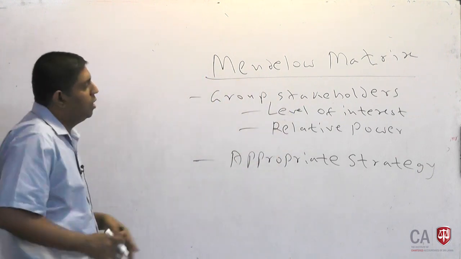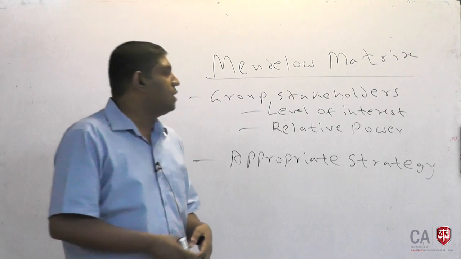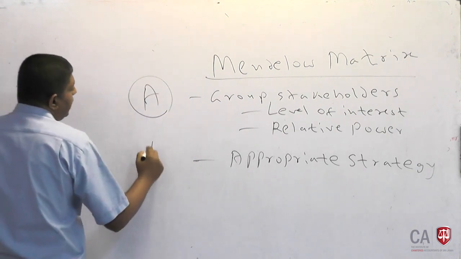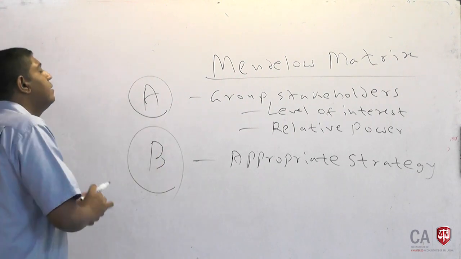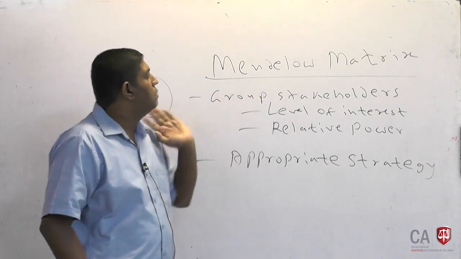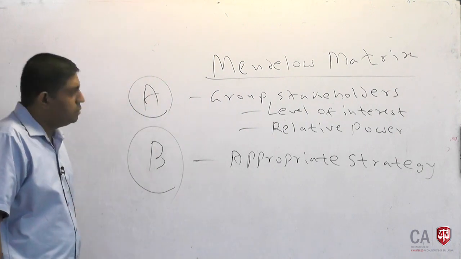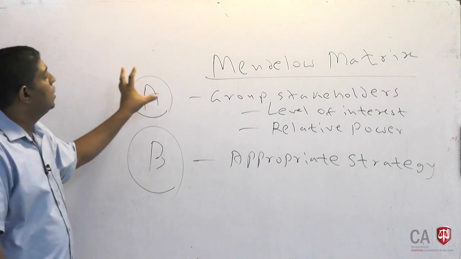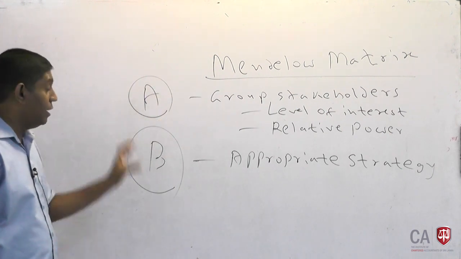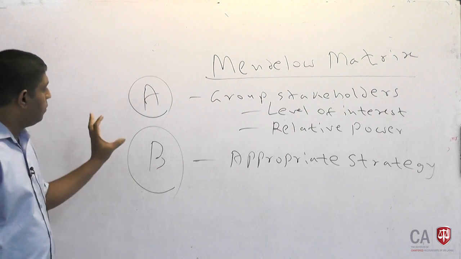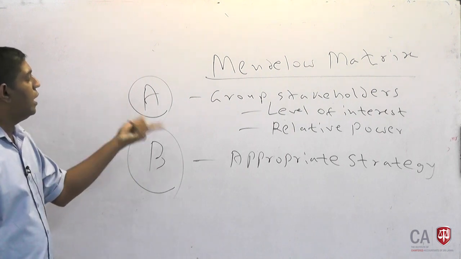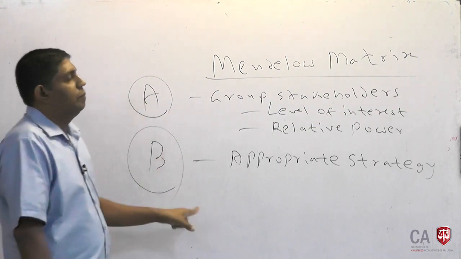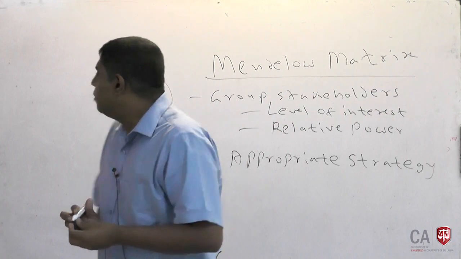Two things actually. If you look at your exam questions, past papers, in many questions there are two parts, A and B. Part A covers mapping stakeholders or grouping stakeholders. For a given scenario, you are asked to identify different stakeholders. Then in part B, you are asked to identify the appropriate strategy in dealing with them, right.